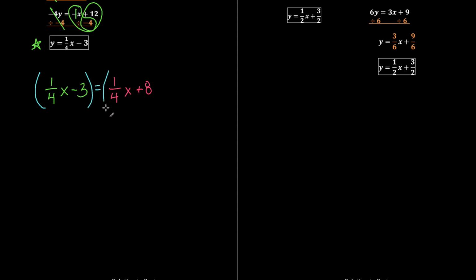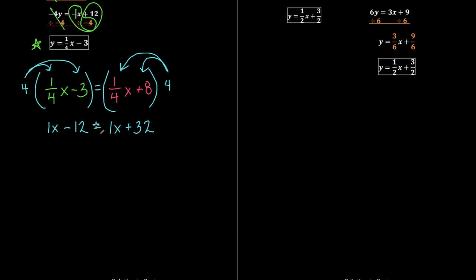So let's multiply both sides by 4 to get rid of this fraction. Positive times a positive is a positive. 4 times 1 is 4, 4 divided by 4 is 1. Positive times a negative is a negative. 4 times 3 is 12. Positive times a positive is a positive. 4 times 1 is 4, divided by 4 is 1. And a positive times a positive is a positive, 32.